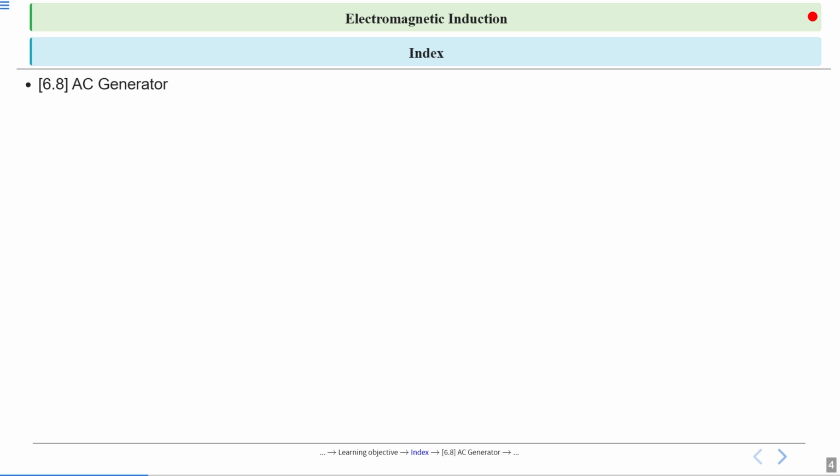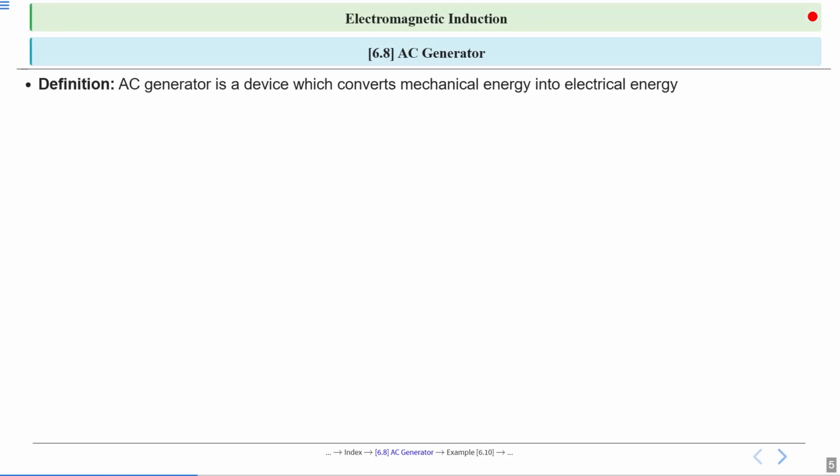So the topics that we are going to discuss today are NCERT section 6.8, AC generator, and example 6.10. The AC generator works on the principle of electromagnetic induction, and we are going to study how EMF or current is induced in the coil of the generator, and how we change the magnetic flux in the coil of the generator.